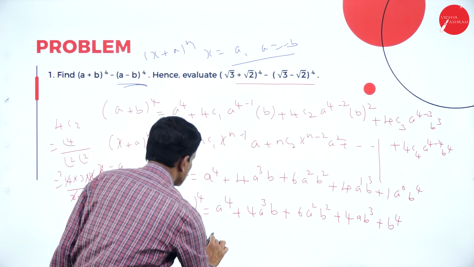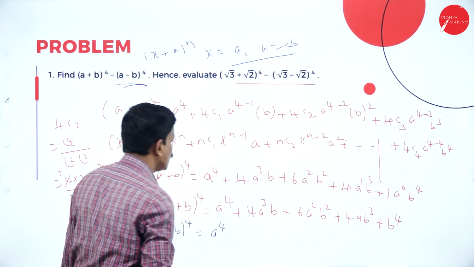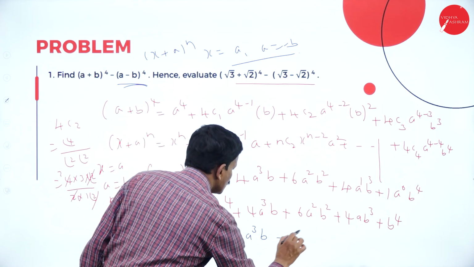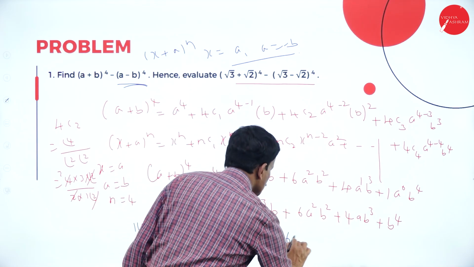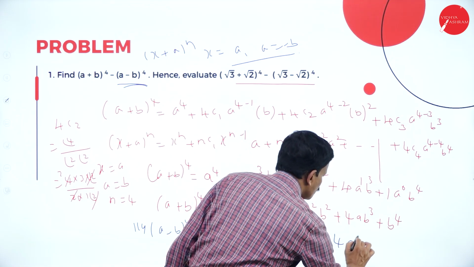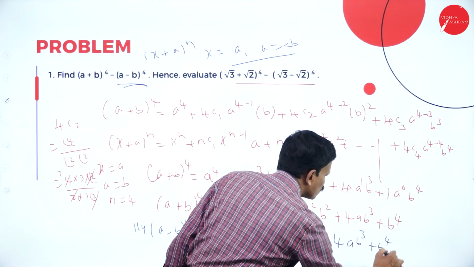So this becomes a to the power of 4, again plus into minus is minus 4a cube b, again plus 6a square b square, minus 4a b cube, plus b to the power of 4.